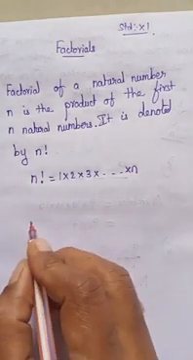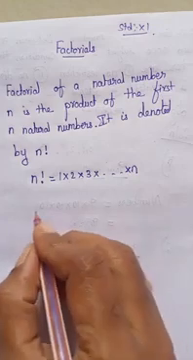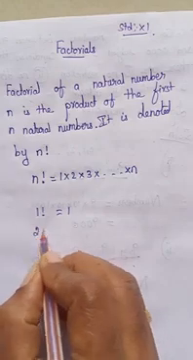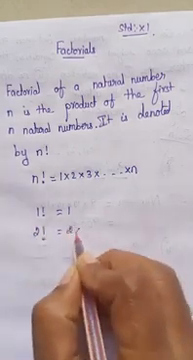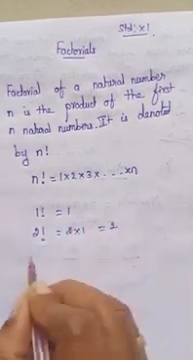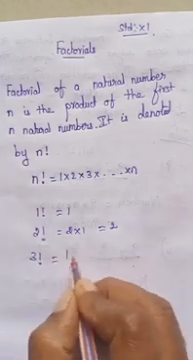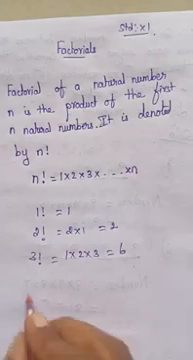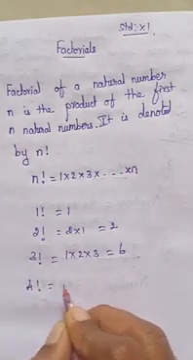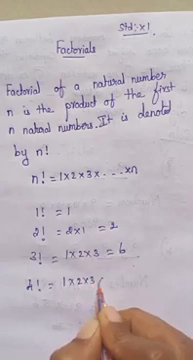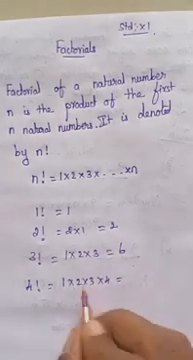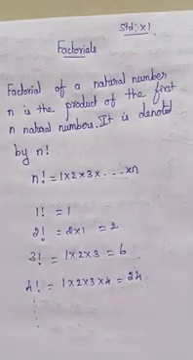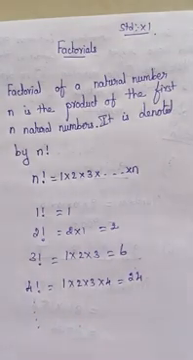For example, 1 factorial is 1. 2 factorial is 2 into 1, or 1 into 2. 3 factorial, you can write as 1 into 2 into 3. The answer is 6. So what about 4 factorial? 1 into 2 into 3 into 4, actually 6 into 4, which is 24. It goes on. It's very interesting, and it's very simple also.